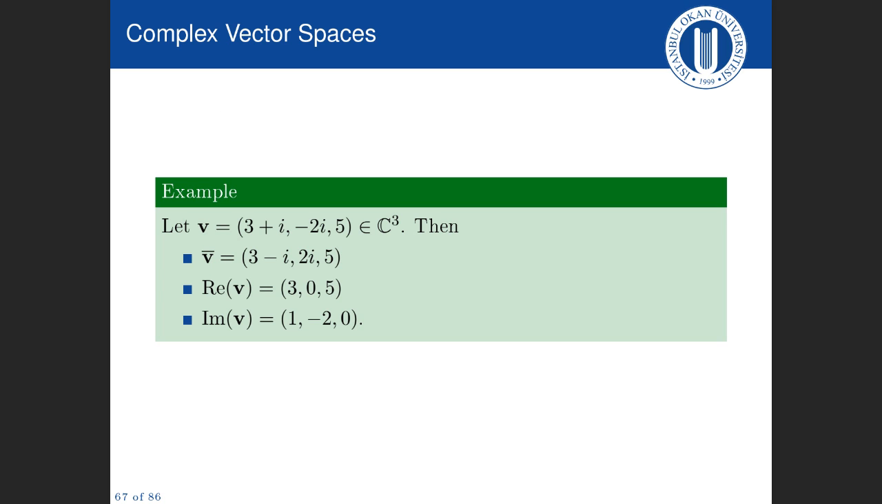For example, if v is the vector (3 + i, -2i, 5), then the complex conjugate, changing every plus in front of i to minus and every minus in front of i to a plus, is (3 - i, 2i, 5). The real part of v is (3, 0, 5). The imaginary part is the numbers in front of the i: (1, -2, 0).